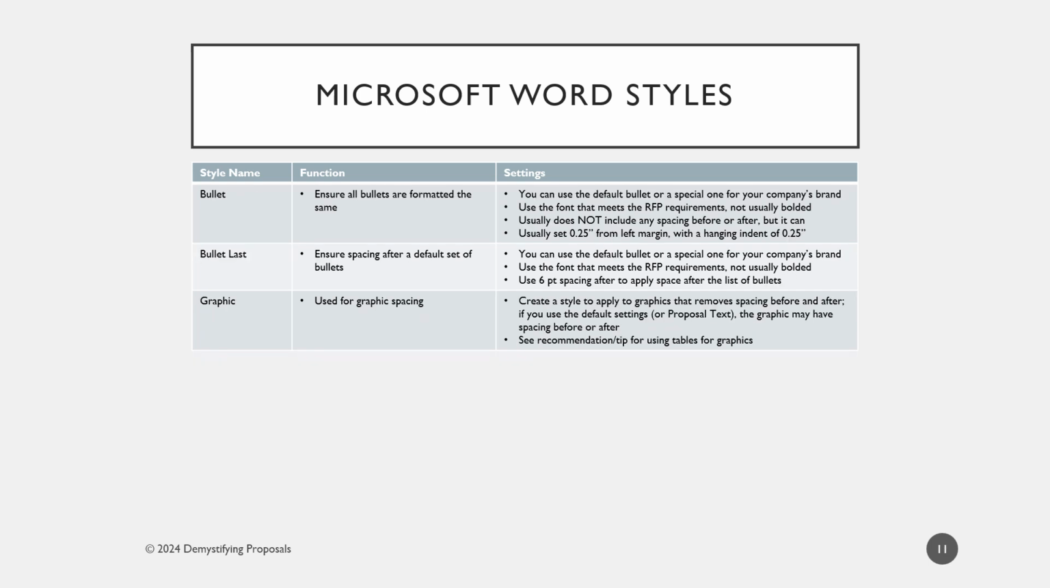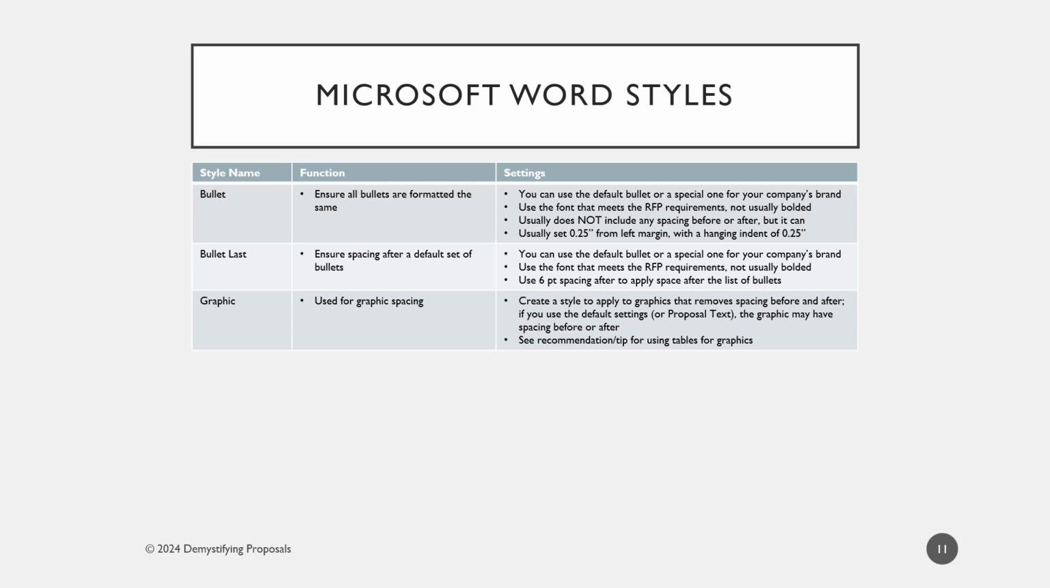Bullet is, again, a default Word style, but you can change it. You can change the kind of bullet you have in front of it. Instead of just being a generic circle, it can be a square, it can be a dash, it can be whatever you want to do. So think about that and set up your style to match whatever brand you want to develop for your company.